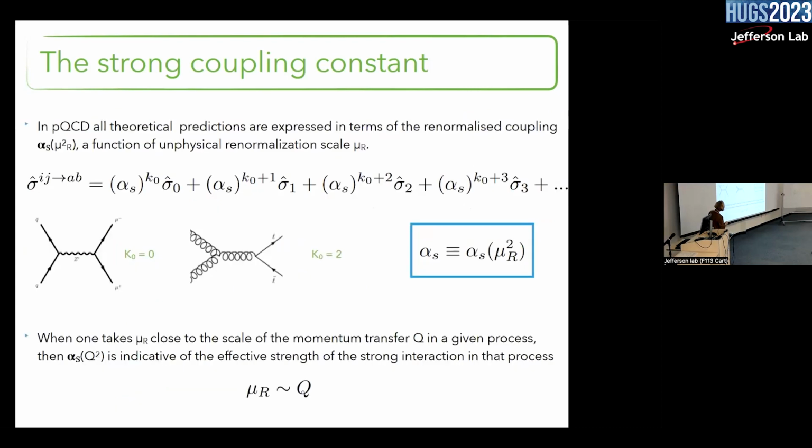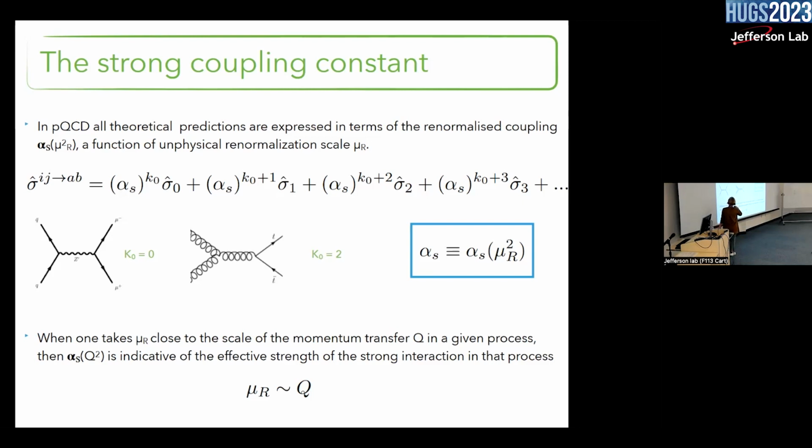And it's important because really for the strong coupling constant, every theoretical prediction we have is expressed in terms of the renormalized coupling alpha S of mu r, as a function of this unphysical renormalization scale. So whenever we were talking about the partonic cross-section of parton I, parton J going to AB, we always have an expansion in alpha S, okay? At a given scale, which we usually set to the scale of the physical interaction. Very good.